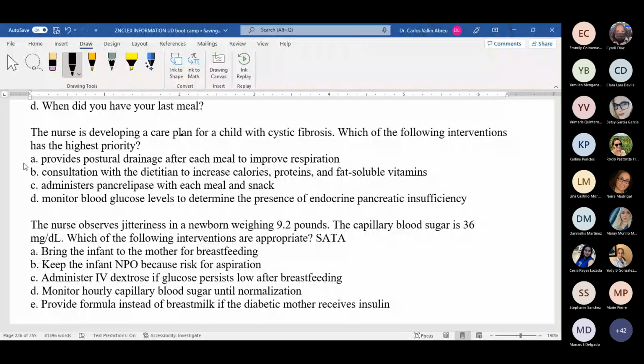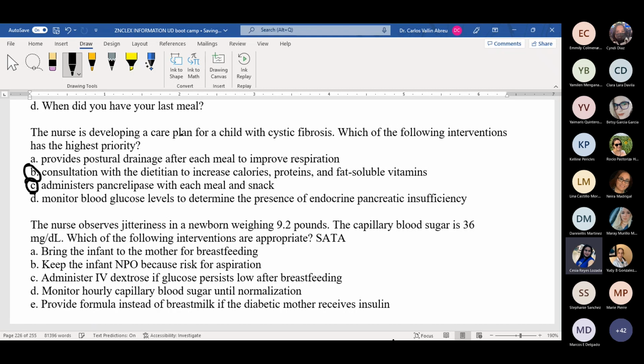Okay, let's see. Provide postural drainage after each meal to improve respiration; consultation with the dietitian to increase calories, proteins, and fat-soluble vitamins; administer pancreolipase with each meal and snack; monitor blood glucose level to determine the presence of endocrine pancreatic insufficiency. Okay, what is your guess? C as in cat. B as in boy.